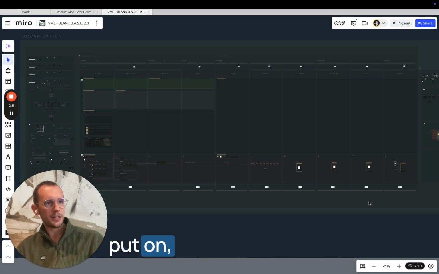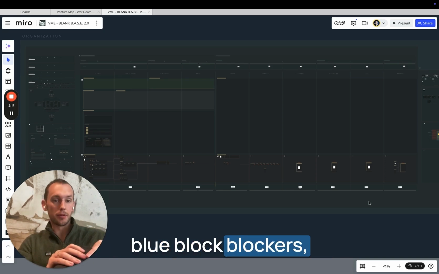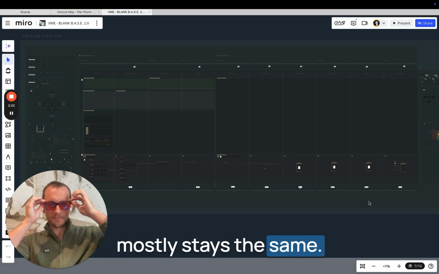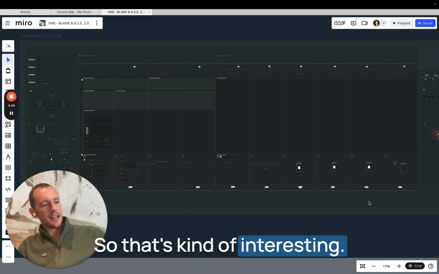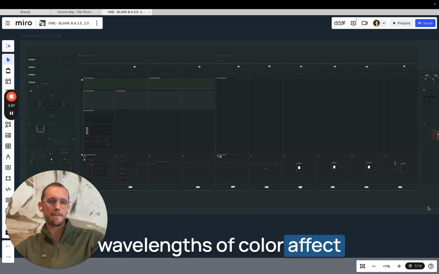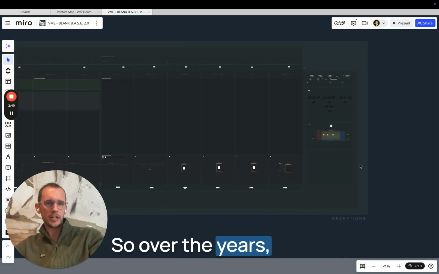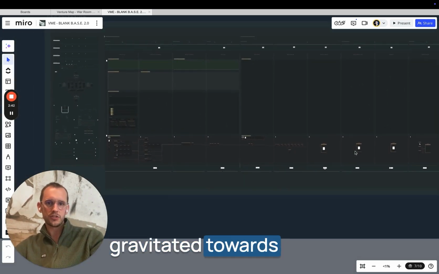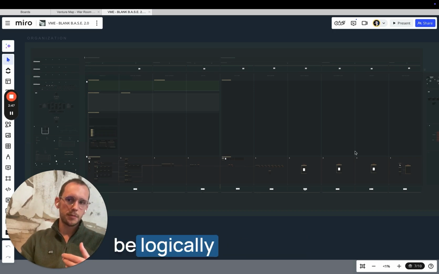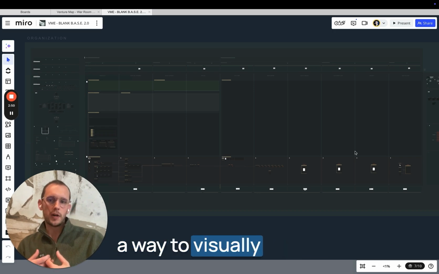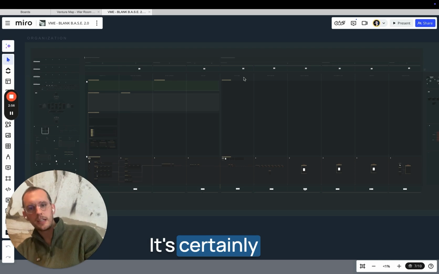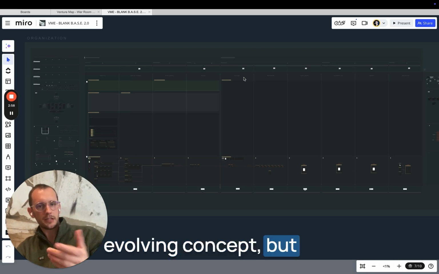Interestingly enough, if you put on super aggressive blue blockers, the color of the board mostly stays the same. So that's kind of interesting. It's basically where certain wavelengths of color affect information processing. Over the years, this is just what I've naturally gravitated towards as an outpouring of my own notes and what I've found to make the most sense to be logically coherent as a way to visually depict an entire business. So this is a work in progress. It's certainly an evolving concept, but this is where we're at today.